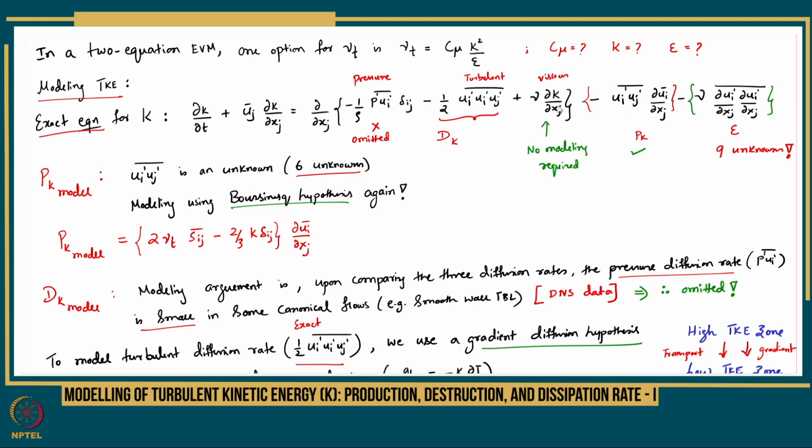And one can ask, why not solve a transport equation? That's why I said this is a 2 equation model, 2 equation implying 2 transport equations. What is the second transport equation apart from k? Epsilon. So we can solve a transport equation for epsilon.